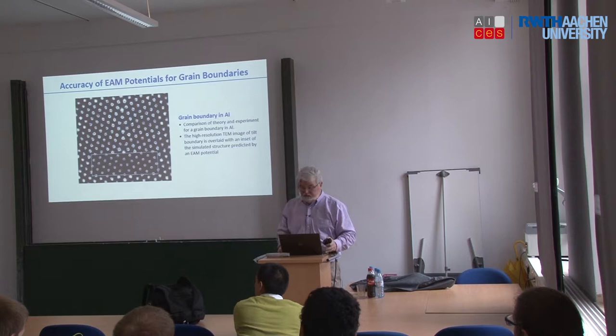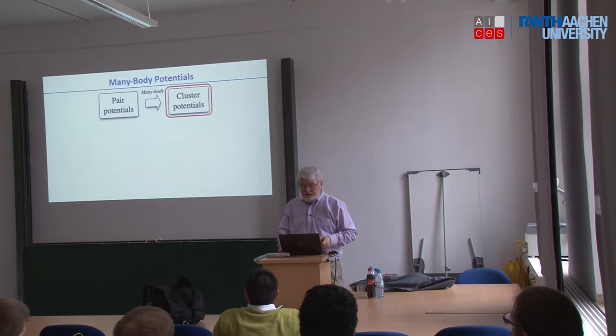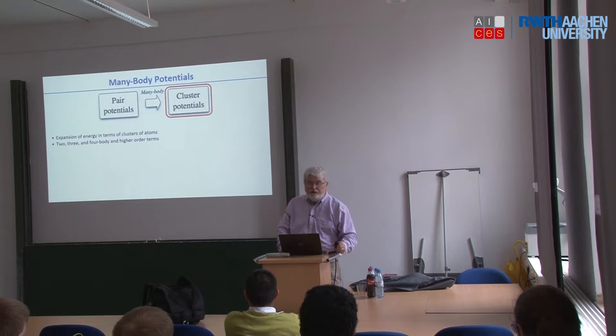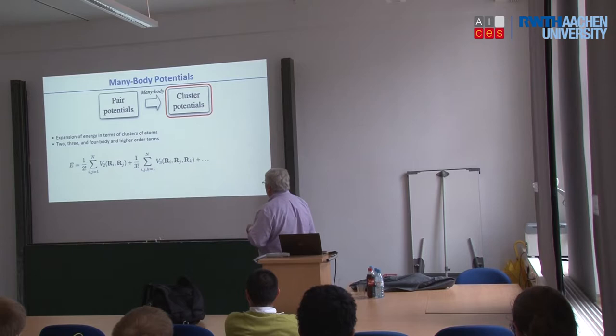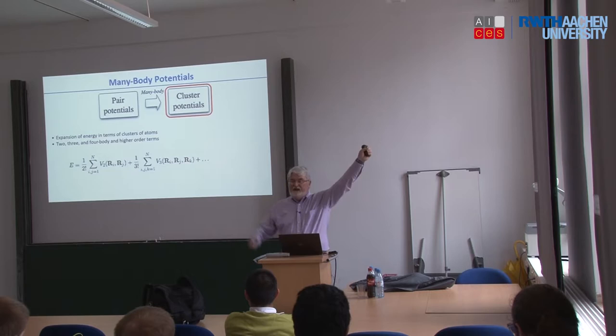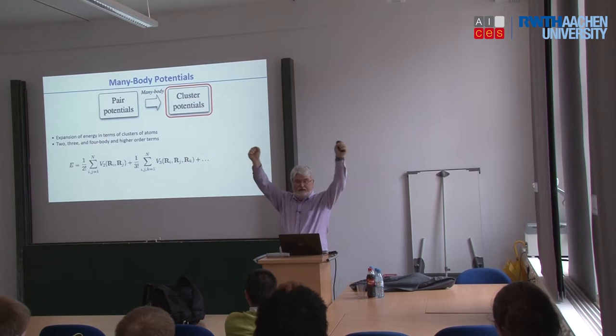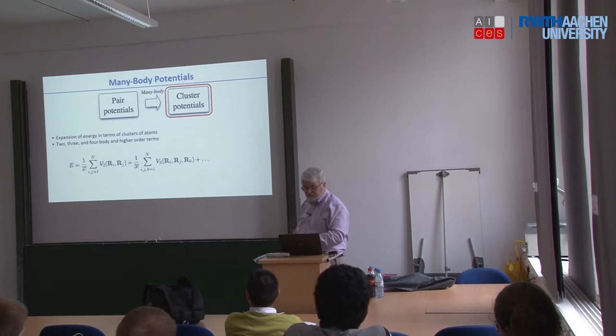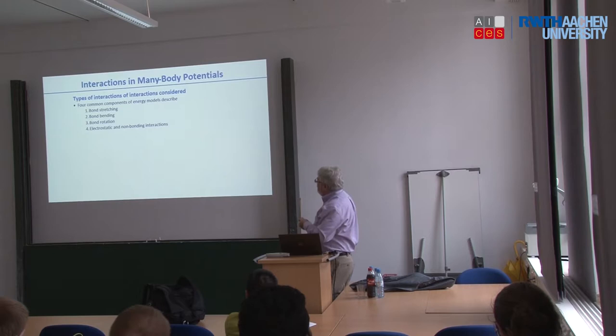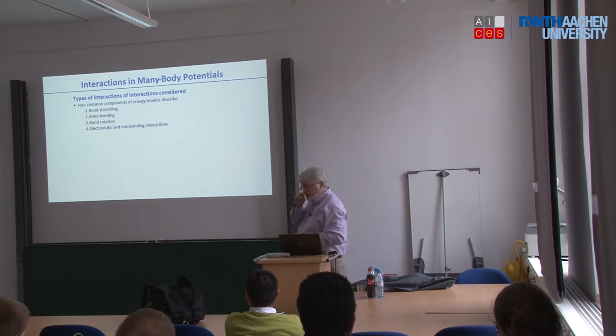Now we want to go the other way. We're going to look at these cluster potentials, which it says we're looking at three body terms, things like that. Two, three, four body, higher order terms. Typically, third order is the one that we most often look at, and that's the case in silicon I mentioned, where my interaction with this guy depends on this guy's position because I want the angle between them to be 109 degrees. So, types of interactions considered are bond stretching, bond bending, bond rotation, and electrostatic type terms, non-bonding terms.